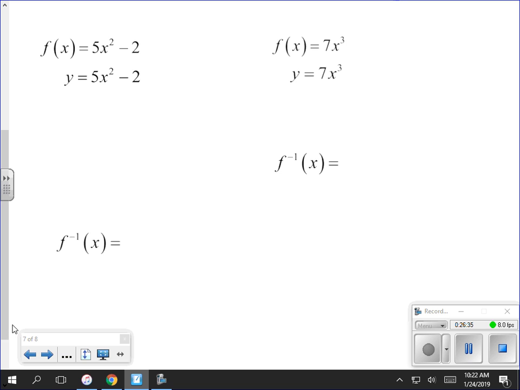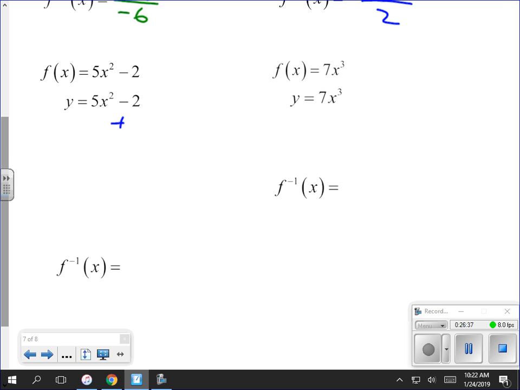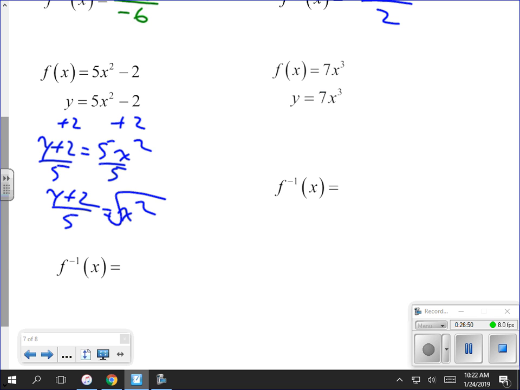On this one here, add 2 to both sides. Y plus 2 equals 5x squared. Divide by 5. Y plus 2 over 5 equals x squared. Square root both sides, and I get plus or minus the square root of x plus 2 over 5. Do not worry about rationalizing the denominator. Technically you should, but really it doesn't matter at this point. It's fine.